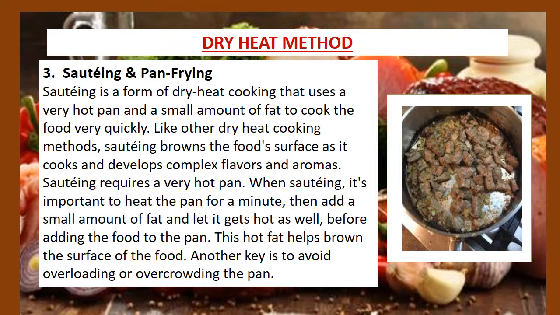Sautéing requires a very hot pan. When sautéing, it is important to heat the pan for a minute, then add a small amount of fat and let it get hot as well before adding the food to the pan. This hot fat helps brown the surface of the food. Another key is to avoid overloading or overcrowding the pan.